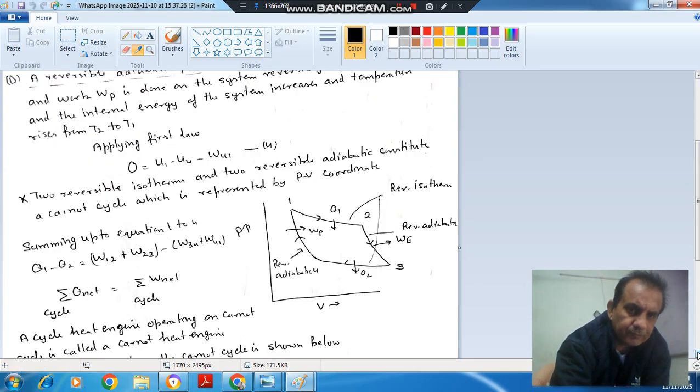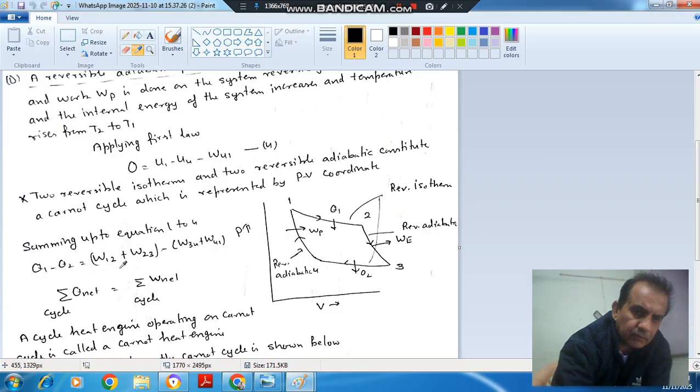So these four processes are shown on a PV diagram. This is your 1-2, reversible isothermal heat addition. This is your reversible adiabatic expansion, and this is your reversible isothermal heat rejection, and this is your reversible adiabatic compression. Now in this, heat input is Q1, and heat output is Q2. So the net heat is Q1 minus Q2, and work is done in all these processes.